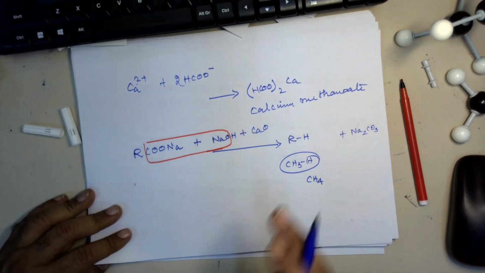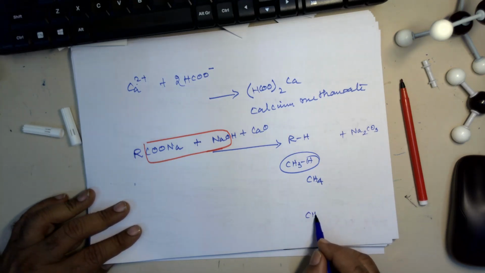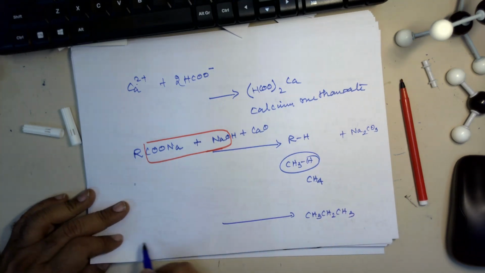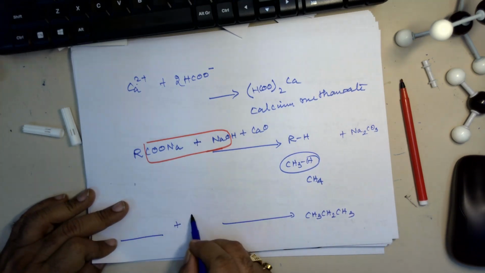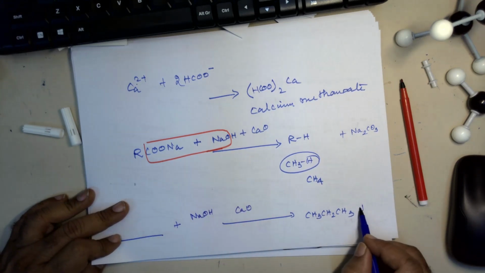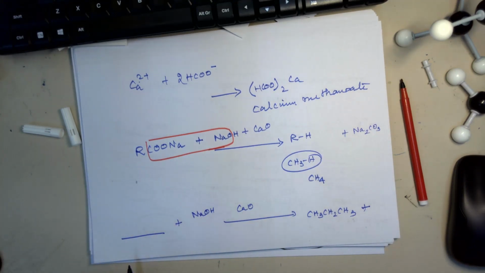Now listen. The question is, our target is to get CH3, CH2, CH3. Now tell me what should be the carboxylate? This is the question asked. Do you understand this? It's a very intelligent question. Where should you start from?